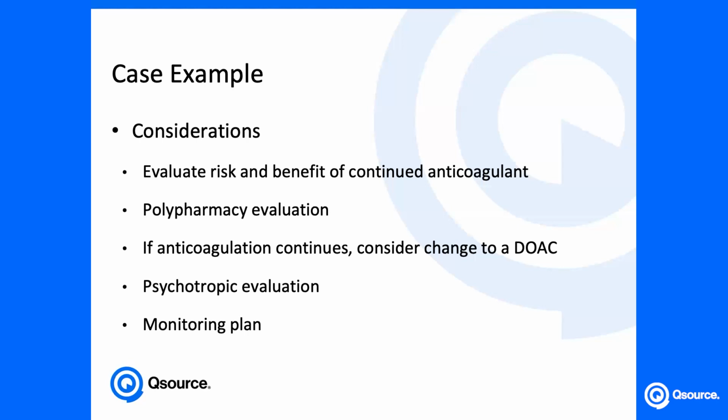Like I mentioned, the polypharmacy psychotropic evaluation, those medications will increase the risk of falls. And so trying to evaluate and decrease their use as much as possible is going to be important. And then developing a good monitoring plan for this patient that's going to include laboratory monitoring, but also monitoring for falls and falls risks and so forth.